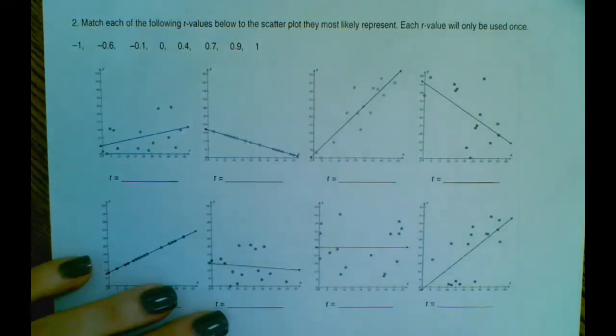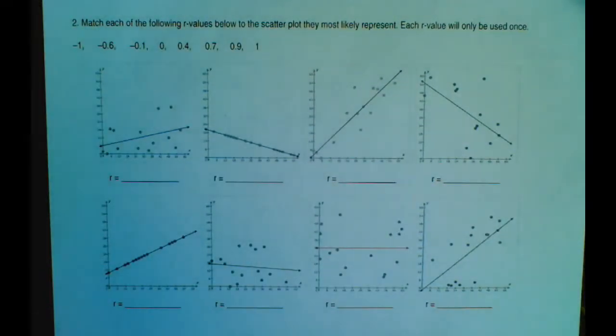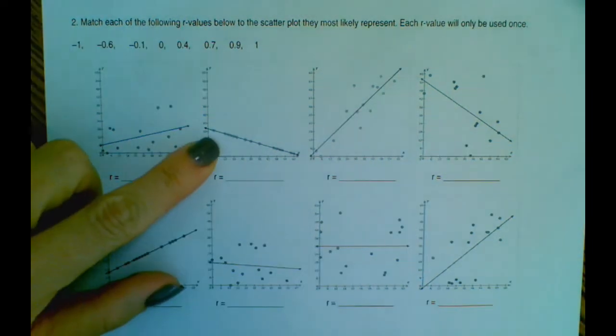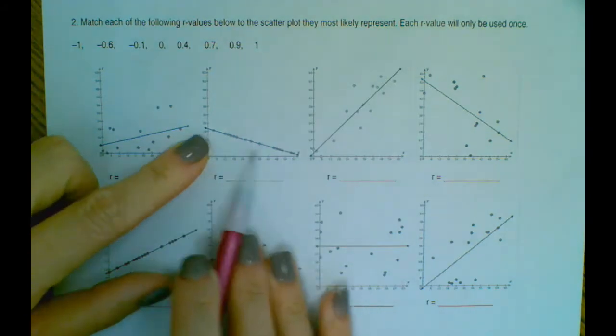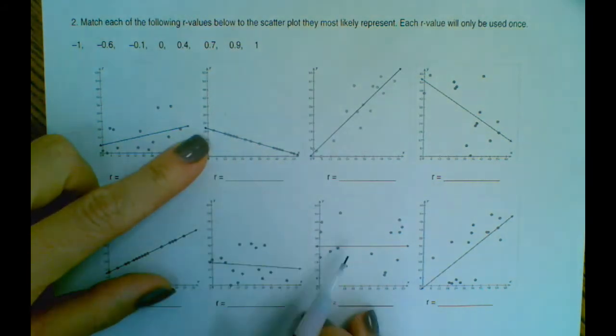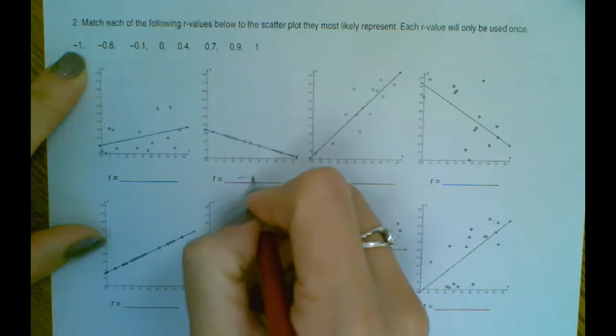Okay, group. So here we're matching up our R values. Let's start with everything that's negative, and let's get those out of the way. So here is a negative one, and it is extremely strong because those lines are all on that line. So that one would correspond to -1.